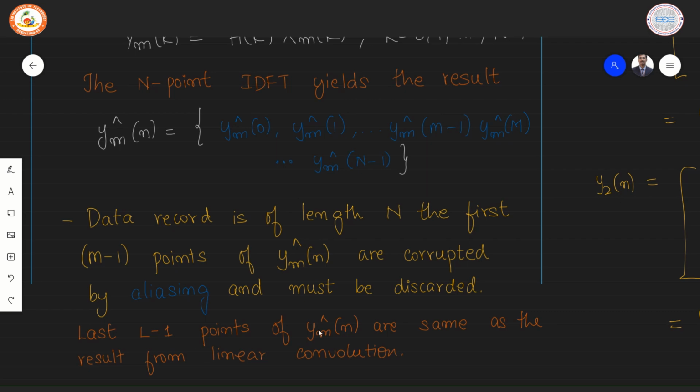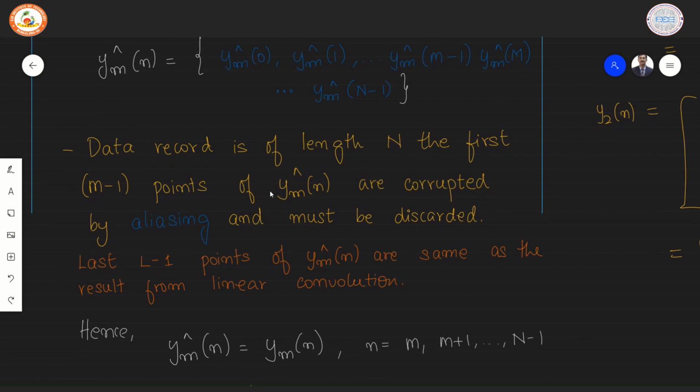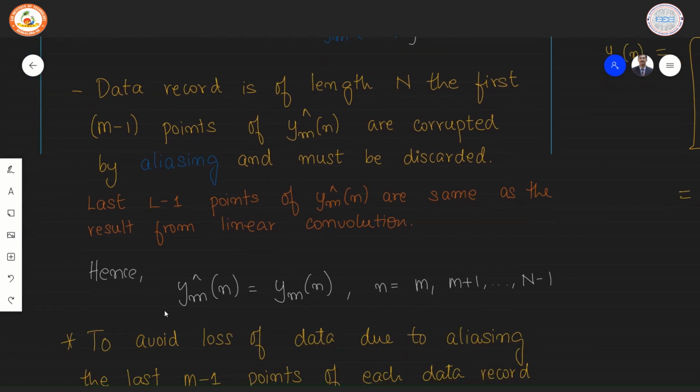The last L points of Ym cap of n are the same as the result from linear convolution. So hence, in each data block, out of N outputs, the first M minus 1 points need to be discarded. The remaining L points are kept, and these are joined together to form the final output. Hence, Ym cap of n is the same as Ym of n for n value which lies from M to N minus 1.